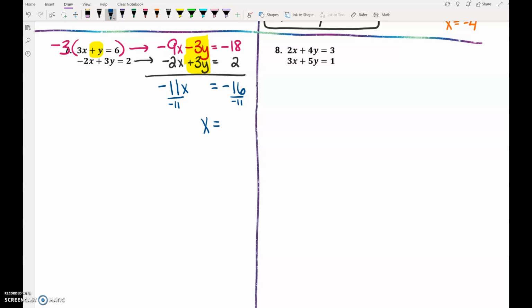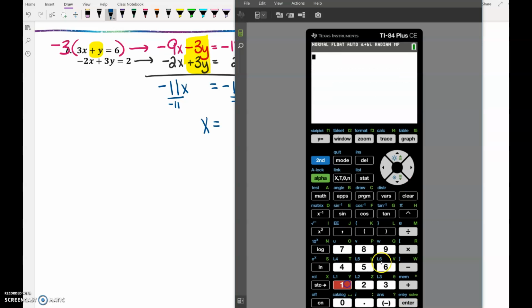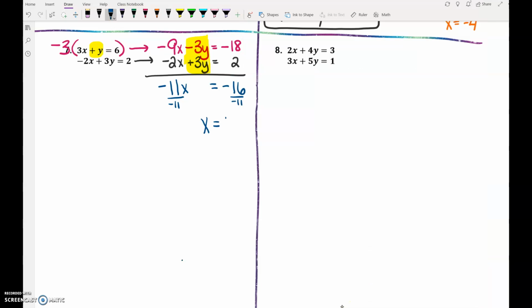So x equals 16/11ths, which quite frankly, let's write that as a decimal, 1.45. So if the first part of our solution is 1.45, we need to plug 1.45 in. We definitely have some options. You can plug it into the original top equation, the new top equation, the original bottom equation. Which one looks the smallest, the easiest, with the least negatives?